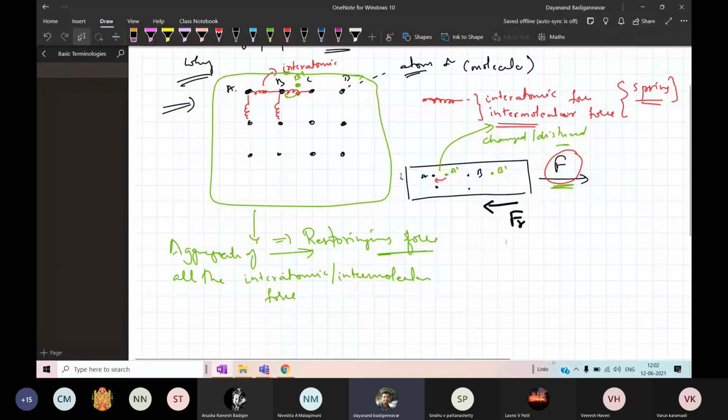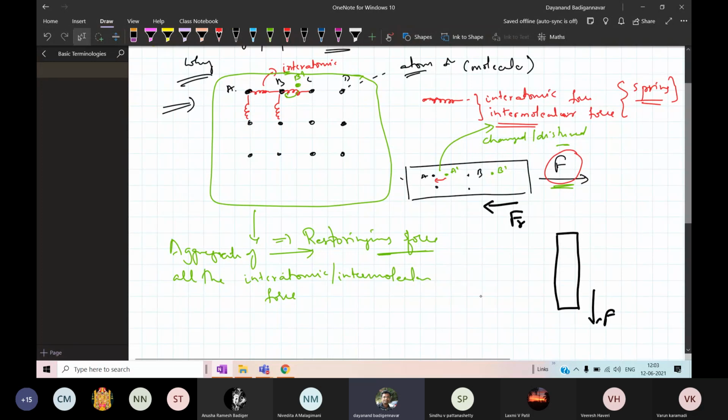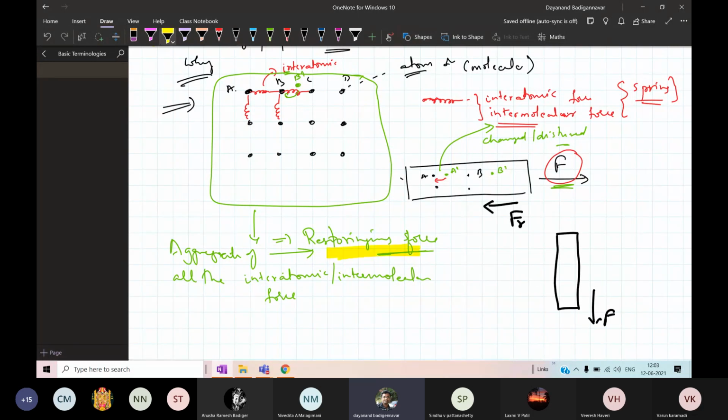Keep in mind, I am representing the diagram again. If I am applying a force in this direction, then the restoring force that is generated in the body is always opposing the applied force. This is the restoring force. If you have the applied force in this direction, the restoring force is in the opposite direction.